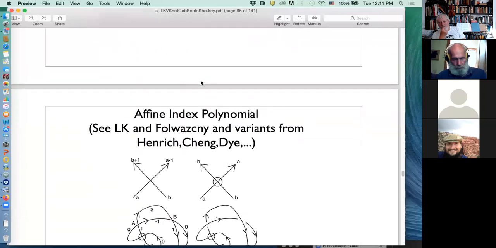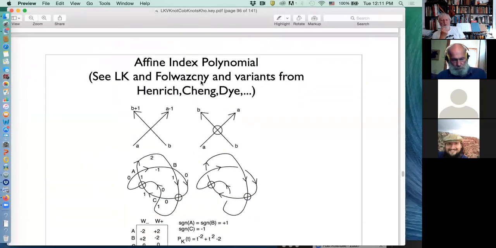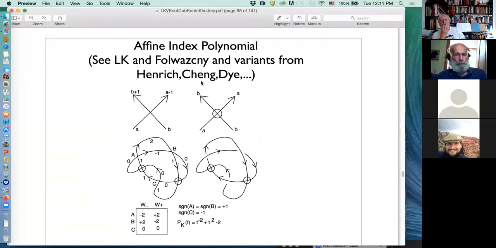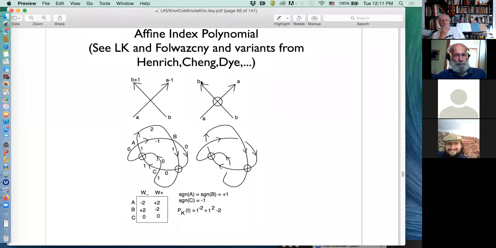Now here comes another invariant. And I call this one the affine index polynomial, and I do believe I am overlapping, right? We were talking about this last week, but that's all right.